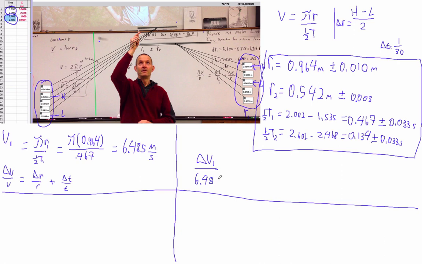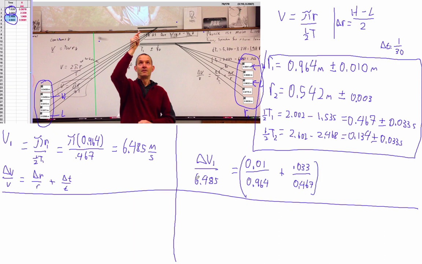6.485, as the uncertainty of the distance, which is 0.01, is to the distance. And then the uncertainty of the time, right, is 0.033, and the time was 0.467. So now we solve for delta V1.